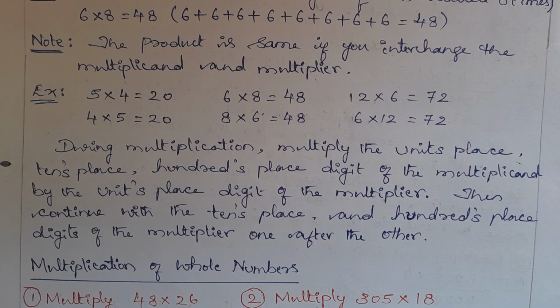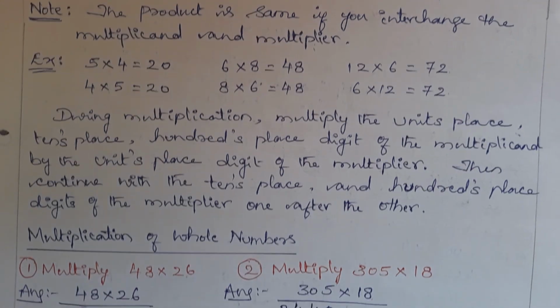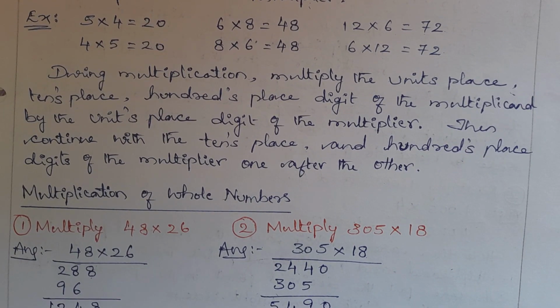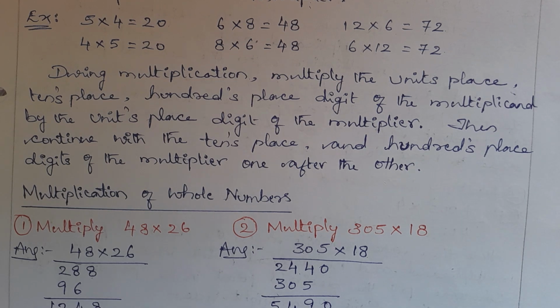See the example, 5 4s are 20, 4 5s are 20, 6 8s are 48, 8 6s are 48, 12 6s are 72, 6 12s are 72. During multiplication, multiply the units place, tens place, hundreds place digit of the multiplicand by the units place digit of the multiplier. Then continue with the tens place and hundreds place digits of the multiplier one after the other.